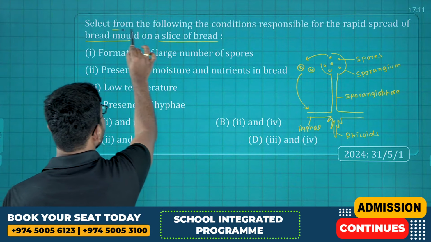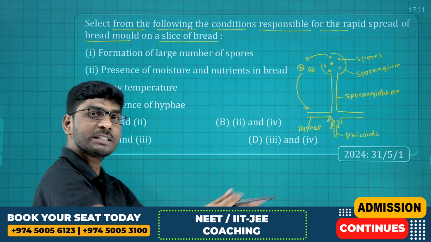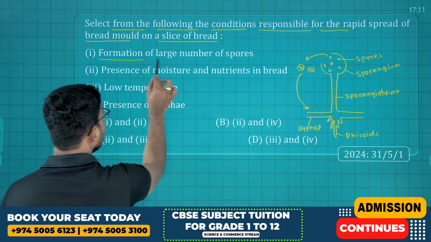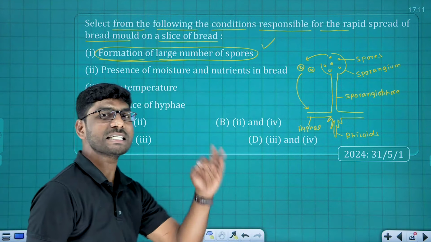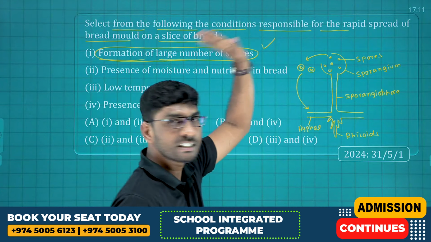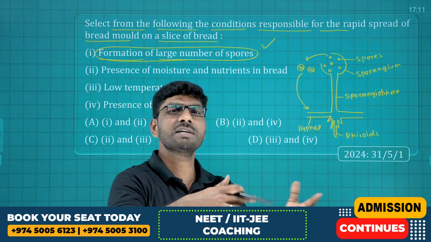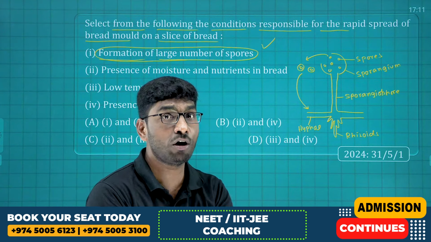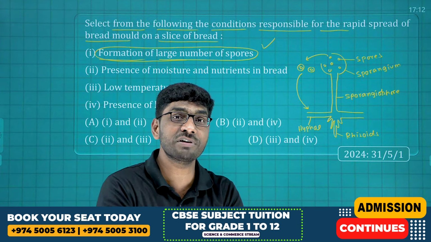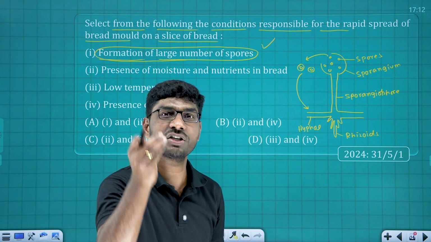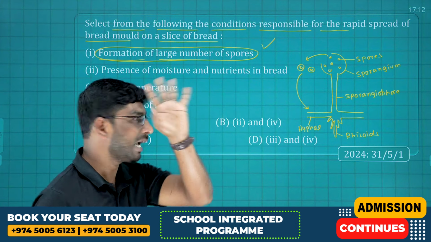What they're asking is, select from the following the condition responsible for the rapid spread. Number one, formation of a large number of spores. Absolutely correct. A large number of spores is one of the biggest reasons for rapid spread. If, for example, 10,000 spores are released, and 6,000-7,000 are damaged or not germinated, there is still a chance the rest of the spores can germinate. The biggest reason for the formation of large numbers of spores is to increase the chance of germination. Keep in mind. You understand my point? So the first option is absolutely correct.